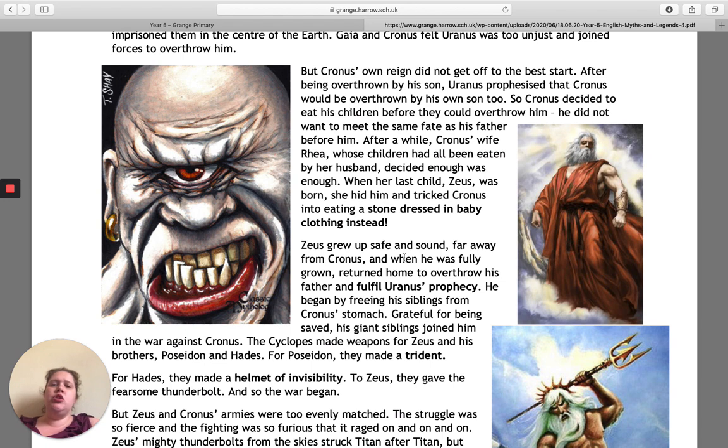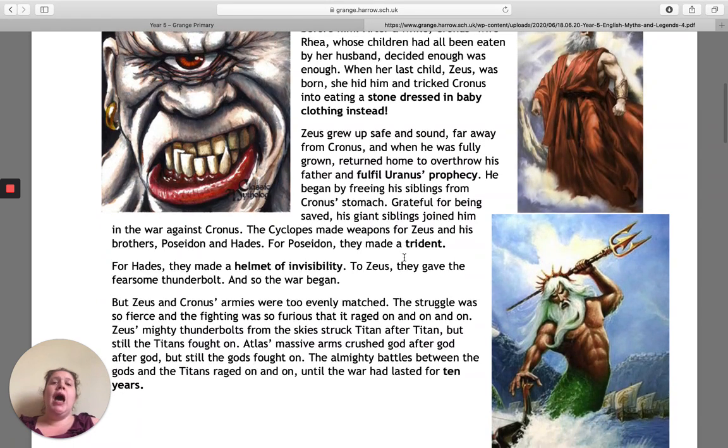When her last child Zeus was born, she hid him and tricked Kronos into eating a stone dressed in baby clothes instead. Zeus grew up safe and sound far away from Kronos, and when he was fully grown, returned home to overthrow his father and fulfill Uranus' prophecy. He began by freeing his siblings from Kronos' stomach. Grateful for being saved, his giant siblings joined him in the war against Kronos. The Cyclops made weapons for Zeus and his brothers, Poseidon and Hades.